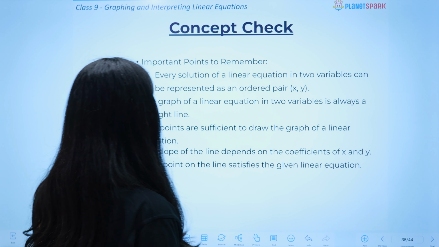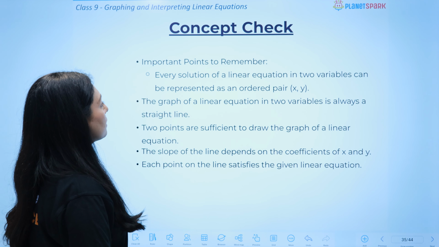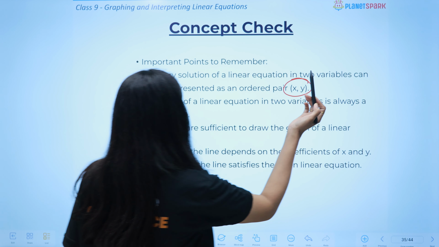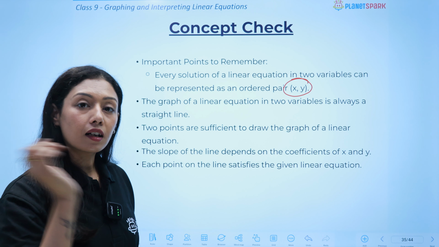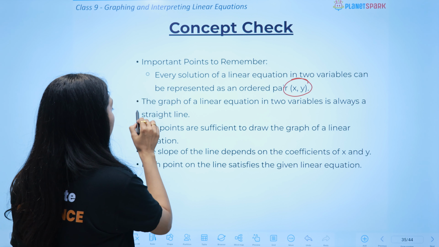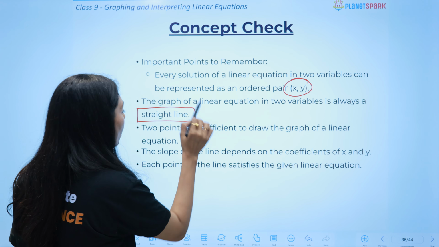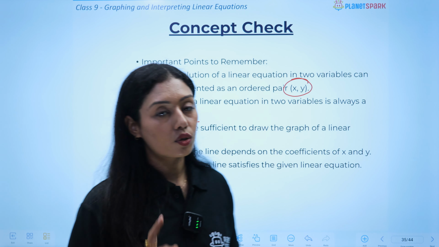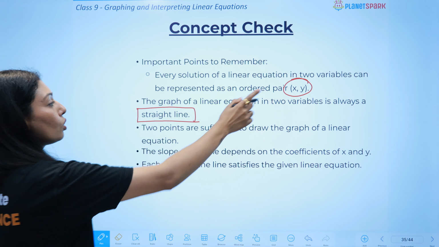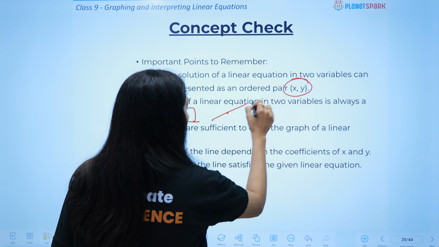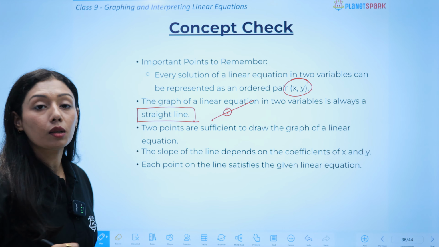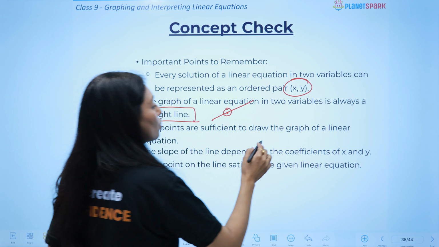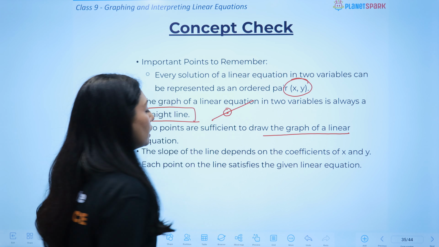Okay. Now let's see important points here. So every solution we know will be in the form of ordered pair x, y. अब अगर हम इसकी ग्राफ की बात करें that will always be a straight line. Always. कोई भी linear equation है हमारे पास in two variable उसका ग्राफ हमेशा एक straight line होगा. So these solutions will be points on that straight line. Right? वो points को represent करेगा on the coordinate plane. 2 points are sufficient to draw the graph of a linear equation.